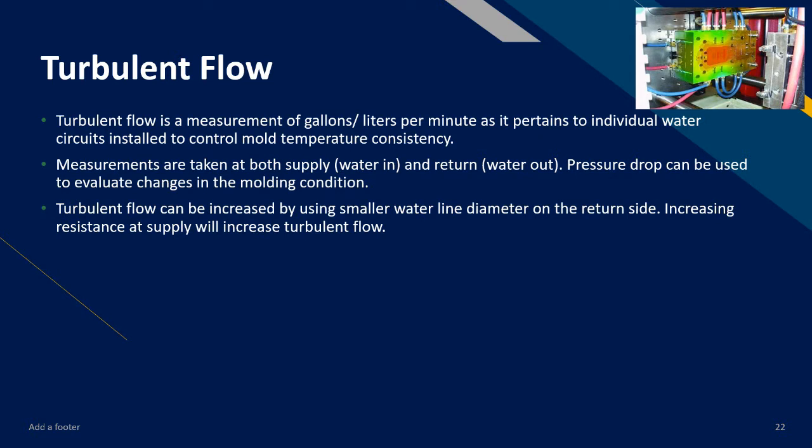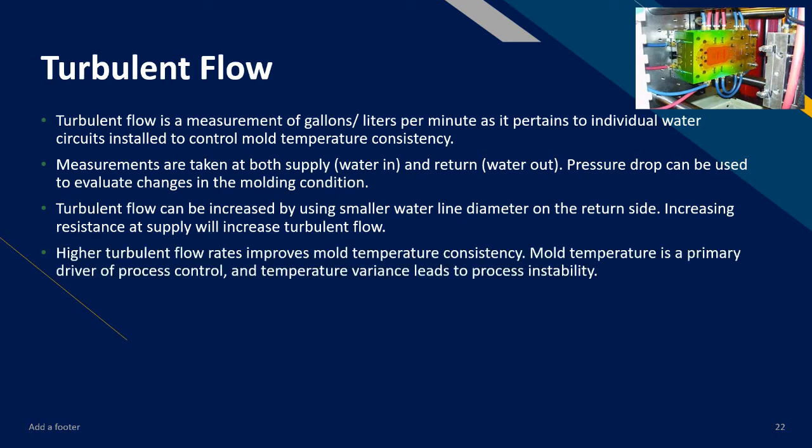Turbulent flow can be increased by using smaller water line diameters on the return side. This increases resistance at supply, which causes the water to expand within the water circuits, and it will help to increase turbulent flow. Higher turbulent flow rates improve mold temperature consistency. Mold temperature is a primary driver of process control, and temperature variance leads to process instability.